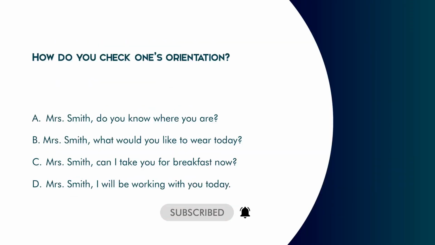Okay. How do you check one's orientation? A, Mrs. Smith, do you know where you are? B, Mrs. Smith, what would you like to wear today? C, Mrs. Smith, can I take you for breakfast now? And D, Mrs. Smith, I will be working with you today.